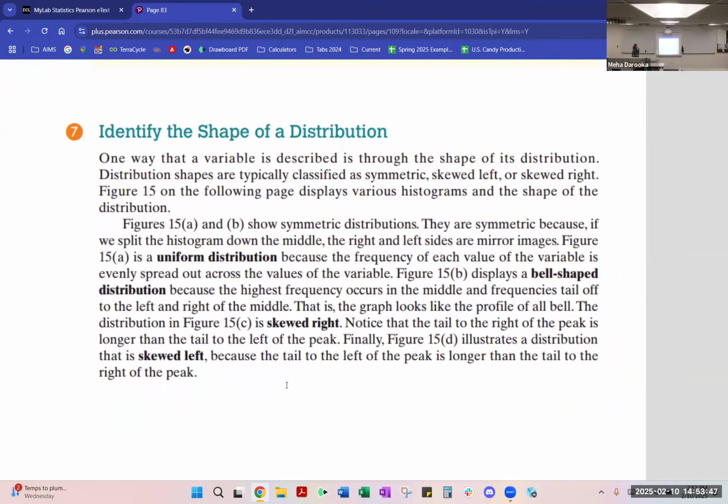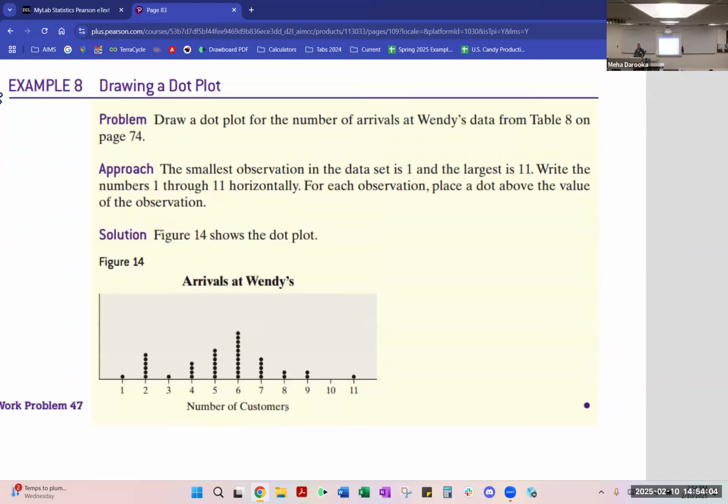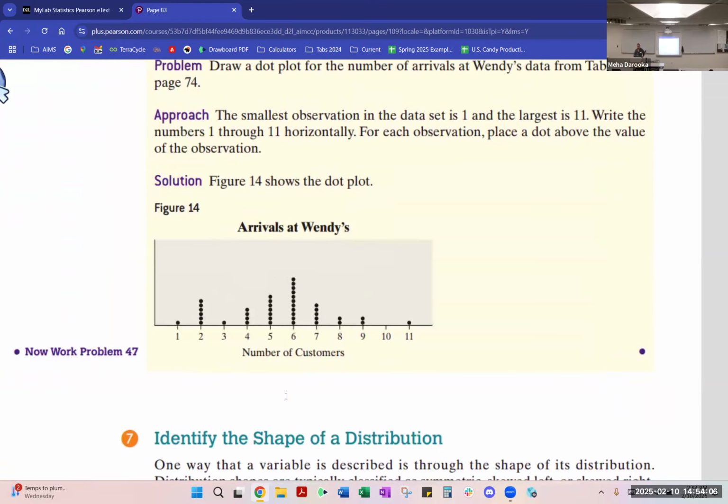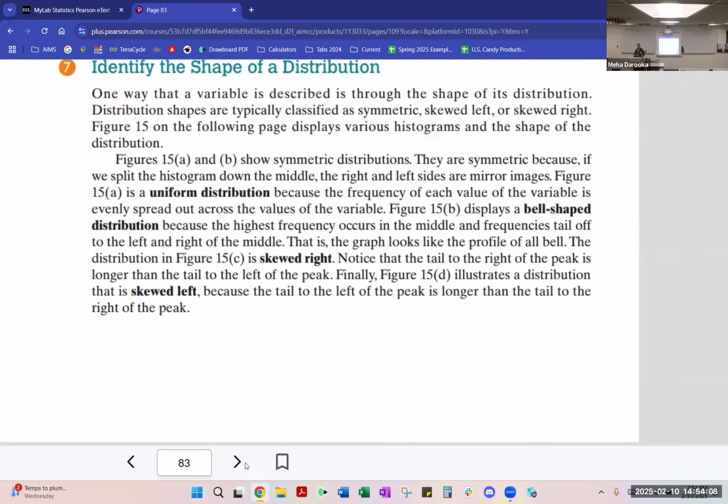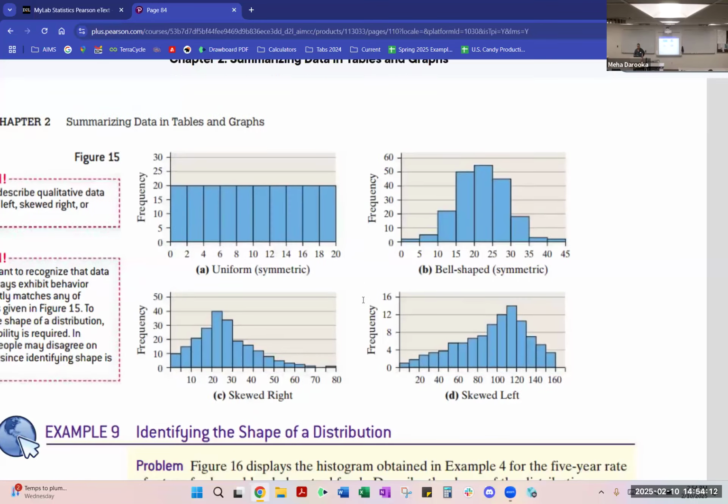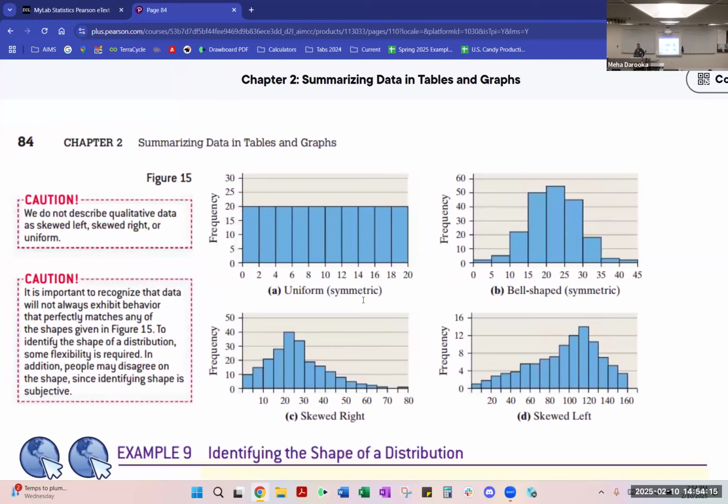So basically here we're talking about how you can have a symmetric looking graph. You can have a graph that is skewed to the left or skewed to the right. You may in fact also have a distribution that looks more uniform. So they're talking about graphs 15A, 15. You can see this is kind of what we're talking about.